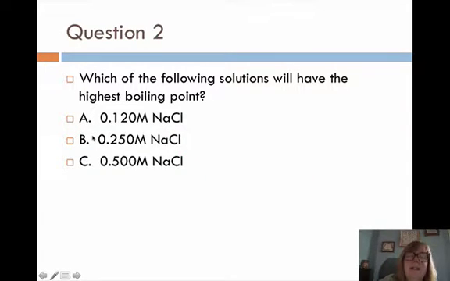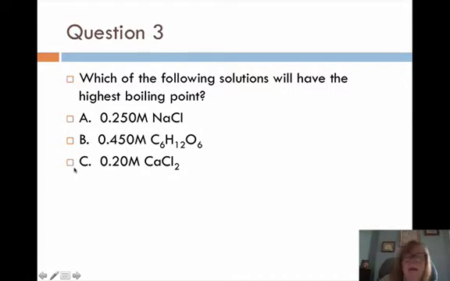All right, now here's something where we have the same exact thing, sodium chloride. So this will split into two particles, but we have different concentrations. Which one will have the highest boiling point? Well, the one with the highest concentration, because it's going to separate into two particles. And so the one with the highest concentration is going to be the one with the highest boiling point. And now here we've got everything all mixed up.